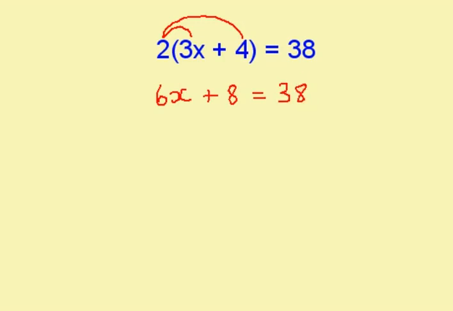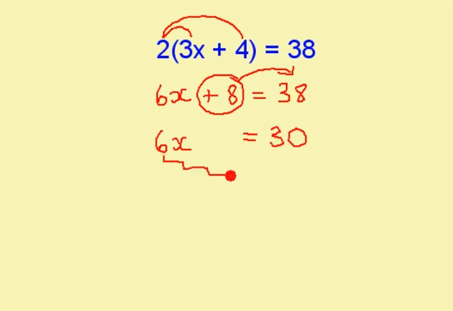I've now got a question that looks like the ones we've just been doing. We've got a float and ping, and we've got an escalator. So float and ping the plus 8, it becomes minus 8. So I've got 6x equals 38 minus 8 will give me 30. Then escalator, the 6 goes down the escalator, so I've got x equals 30 divided by 6, which gives me 5.